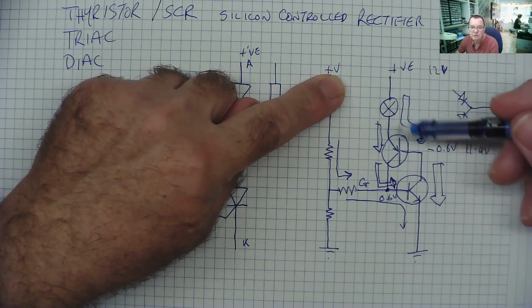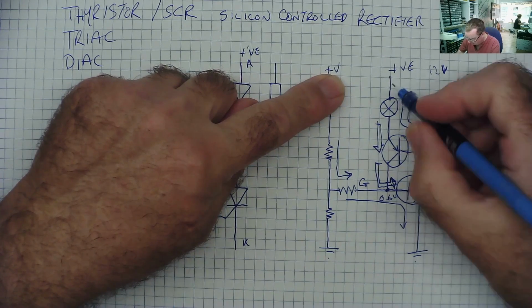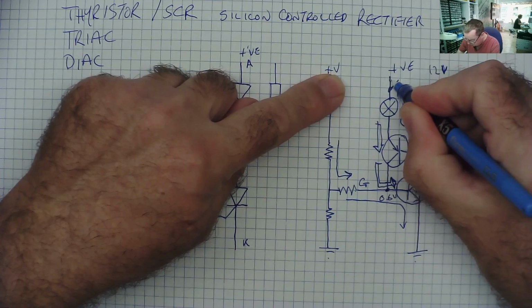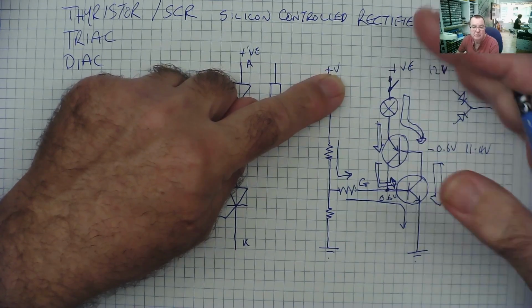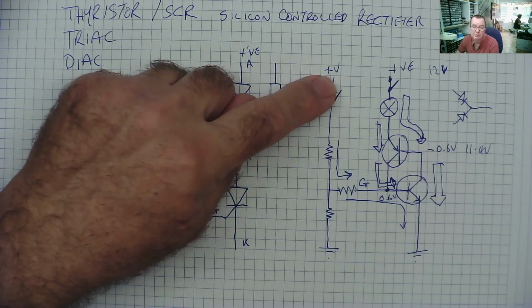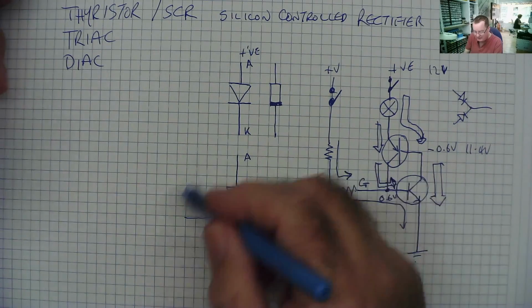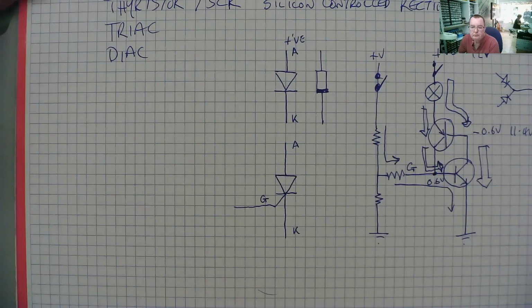So how do we switch the light bulb off? Well, there's only one way we can switch the light bulb off. And that's to put a switch in here and break the main circuit flow, the main current flow. Then it will switch off. And now it'll stay switched off until we put some voltage back on here and it'll switch on and latch again. That is what a thyristor does.